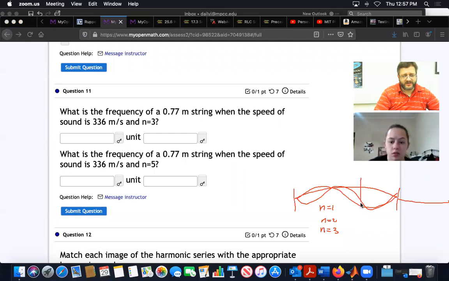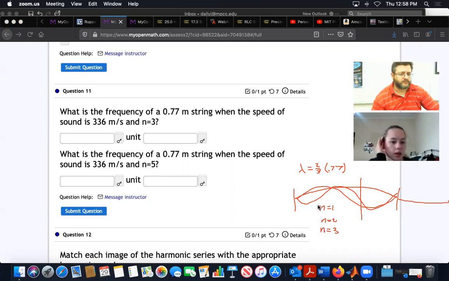So that's going to tell us the wavelength, right? Because that means that if we have 1.5 waves in here, then 2/3 of this is a wave. So our wavelength is going to equal essentially 2/3 of 0.77. Does that make sense?